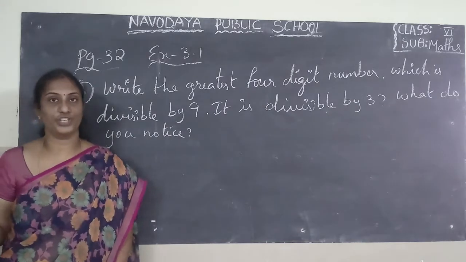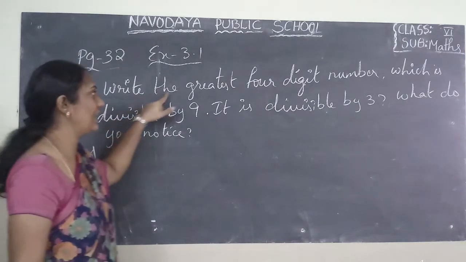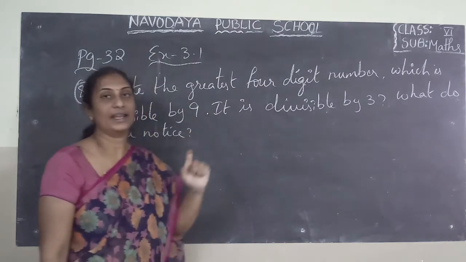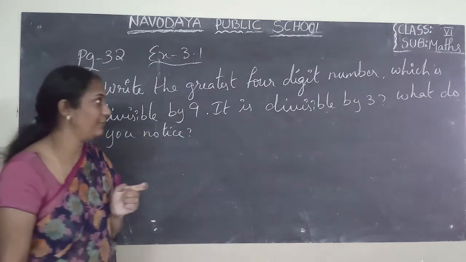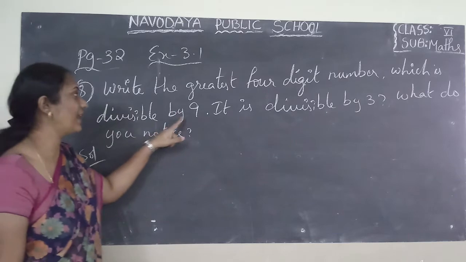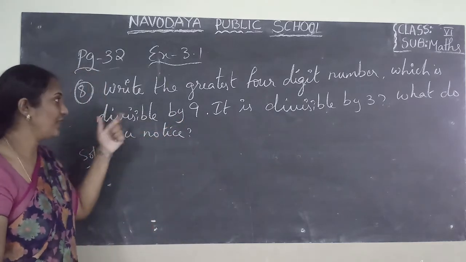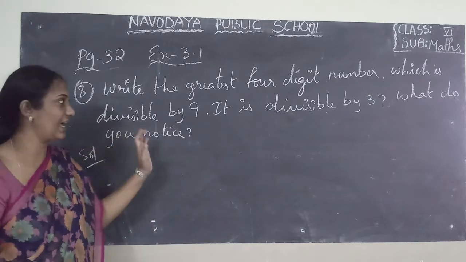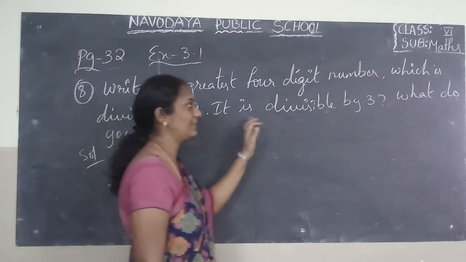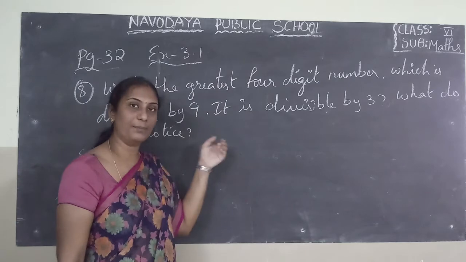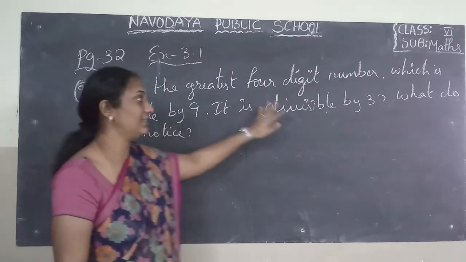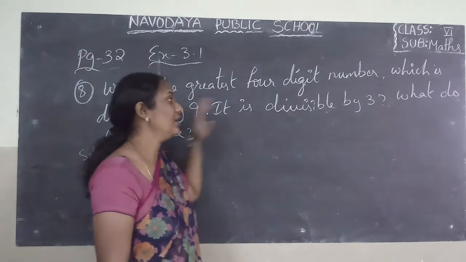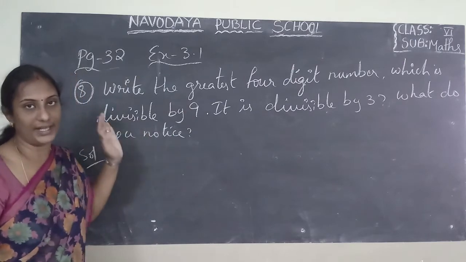Okay. See the question they have given, Anna. Write the greatest four-digit number which is divisible by 9. When you are taking a four-digit number, that number must be divisible by 9. It is divisible by 3, and it must also be divisible by 3. By 9 and by 3 also it must be divisible. By observing that, what do you notice?